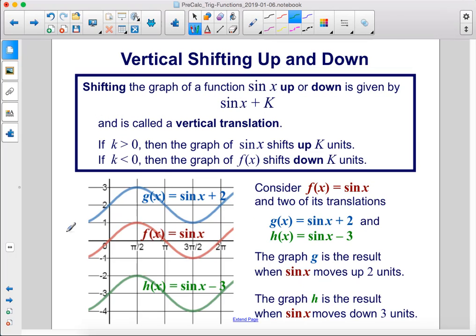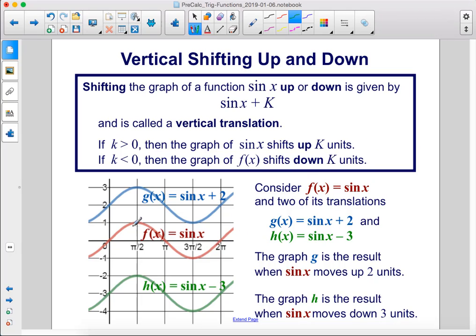Shifting the graph of a function sine x up or down is given by sine x plus k and is called a vertical translation. If k is greater than 0, then the graph of sine x shifts up k units. If k is less than 0, then the graph of f of x shifts down k units.